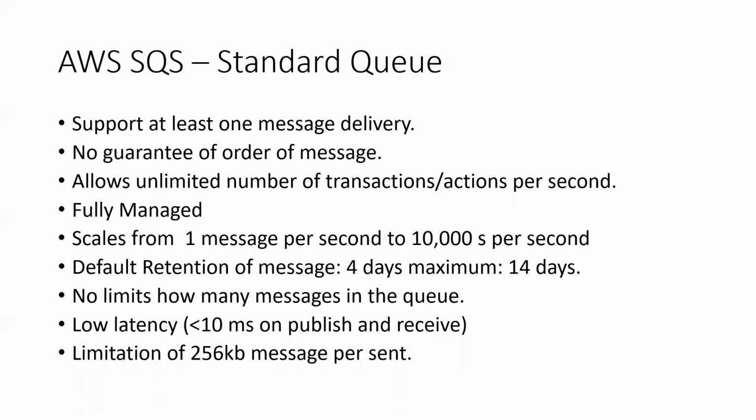Now it also gives you very low latency. That is one of the features of the standard queue. And there is one limitation: you can send only a 256 KB message at a time. That is the size limitation in this particular queue. So basically, two important points about the standard queue are that there is no guarantee of the order of the messages, and that you can send any number of messages at a time. However, in the FIFO queue there is a limit for that.